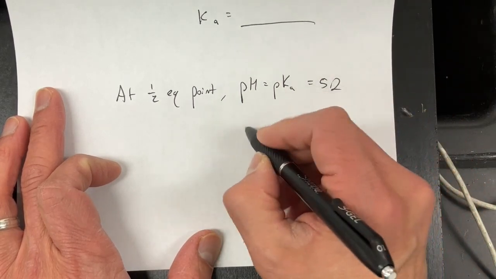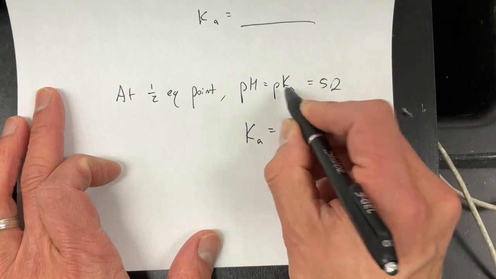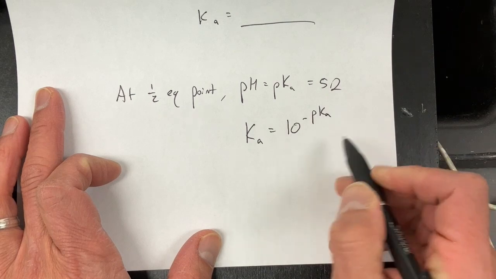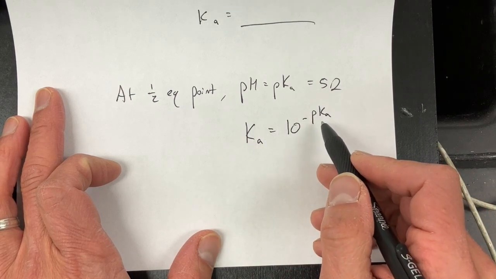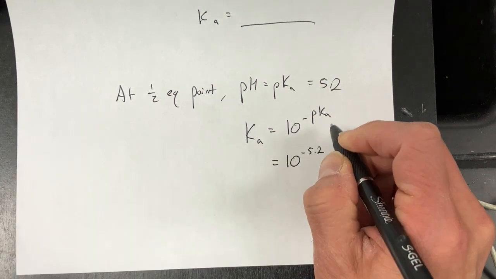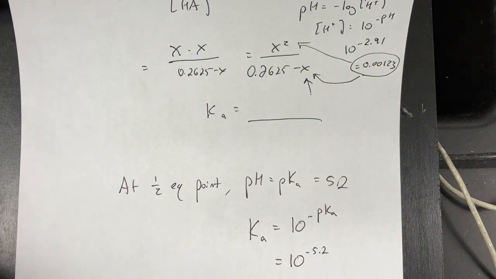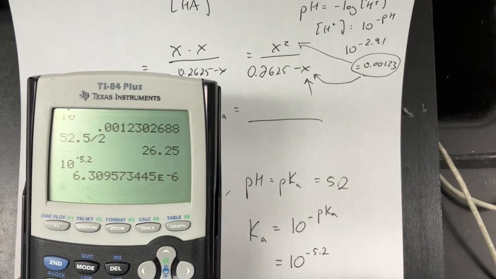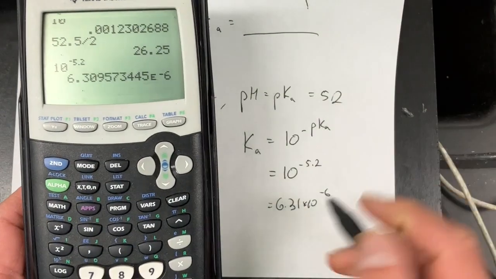Well, if I want to get the Ka by itself, Ka equals 10 to the negative pKa. So if I want to change it back to Ka, I would just take 10 to the negative 5.2, and that would be 6.31 times 10 to the negative 6. Okay, and so that's how you get your Ka from the half equivalence point.